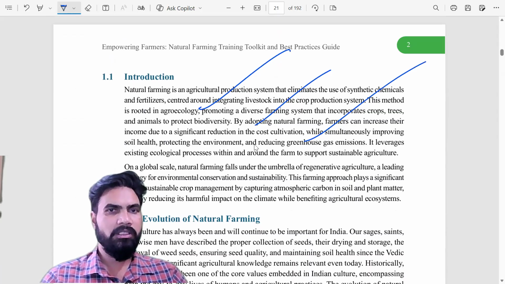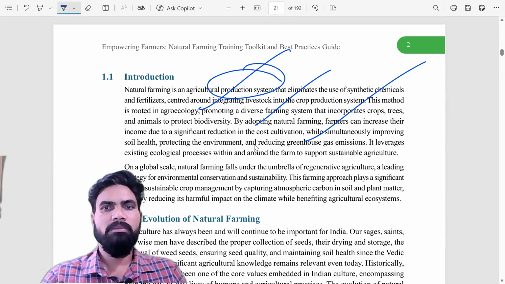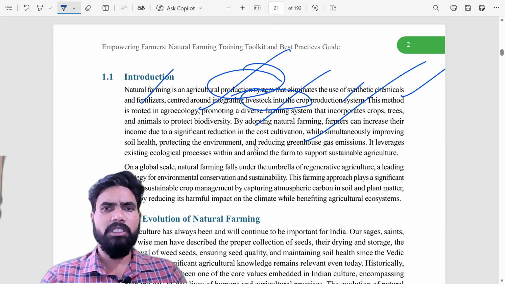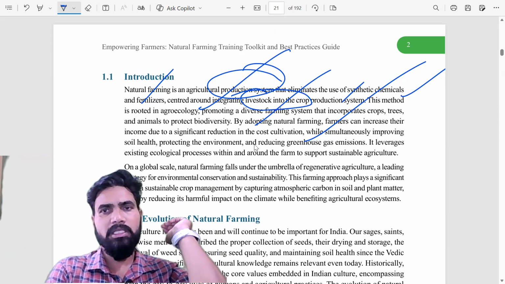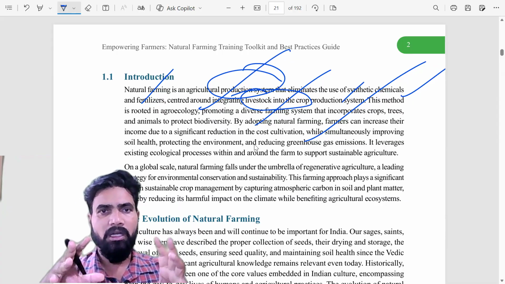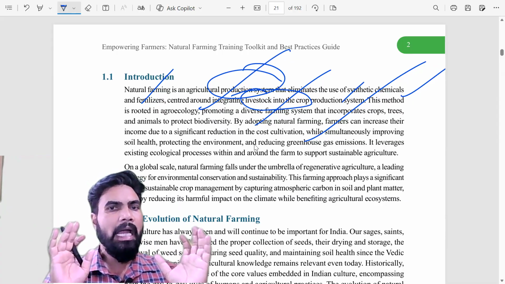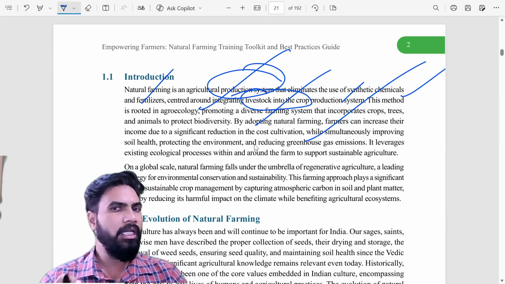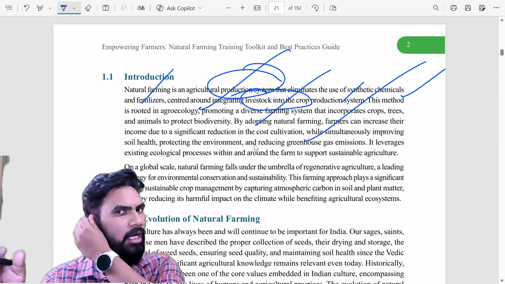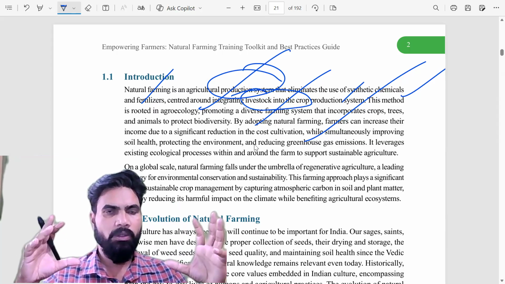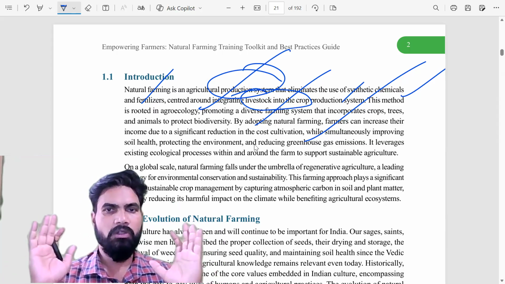Just quickly go through the introduction. Natural farming is an agricultural production system that eliminates the use of synthetic chemicals and fertilizers, and centered around integrating livestock into the crop production system. This is a simple introduction to natural farming. It eliminates the use of synthetic, means artificially manufactured chemicals and fertilizers. That's it. And it is centered around integrating the allied activities of crop production or crop cultivation, that is livestock and other activities. Okay, animal husbandry, etc. That is what is natural farming. It is done based on natural methods or natural processes. That is called natural farming.